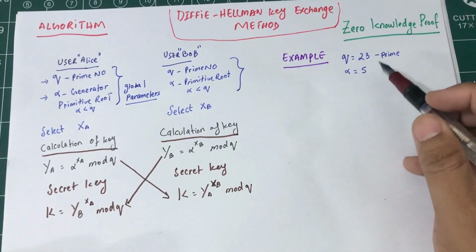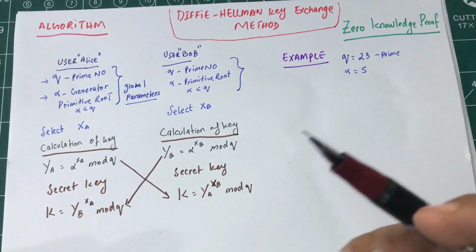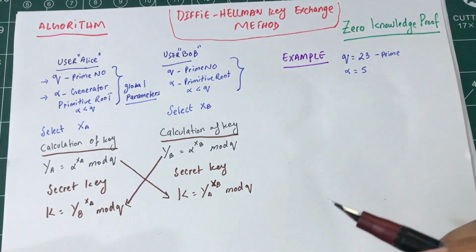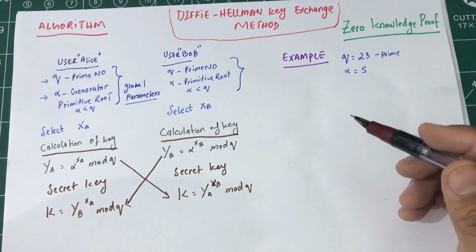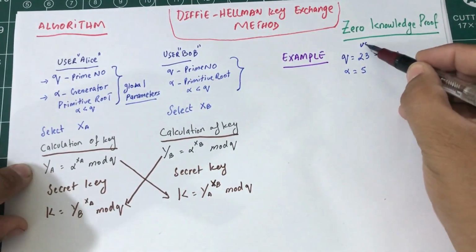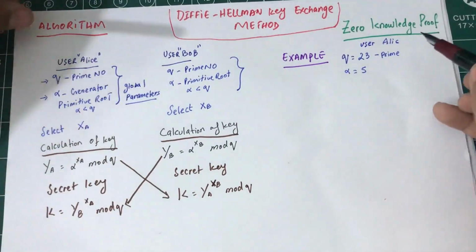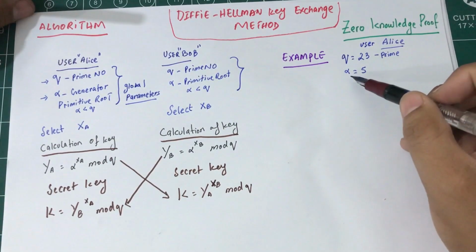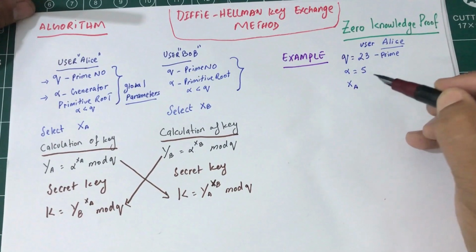Why? 5 and other primitive roots are the numbers which generate this entire sequence from 1 all the way up to p minus 1, which is up till 22, without repeating itself within that domain. Okay, once I do that, the second thing I need to do is let's do it for user A first. So let's do it for Alice. Okay, so user Alice: 23 is the prime number, alpha is the generator. The next thing Alice will do, she will select something called x of A.